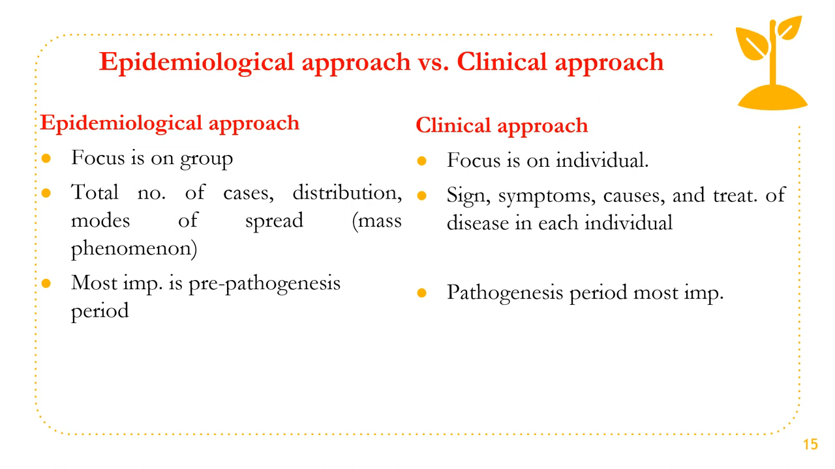In the clinical approach, the pathogenesis period is most important, because when the signs and symptoms are already there, only then will the patient come to the clinic. So at that time you should know the pathogenesis period. So the main difference is that the epidemiologist should know the pre-pathogenesis period.